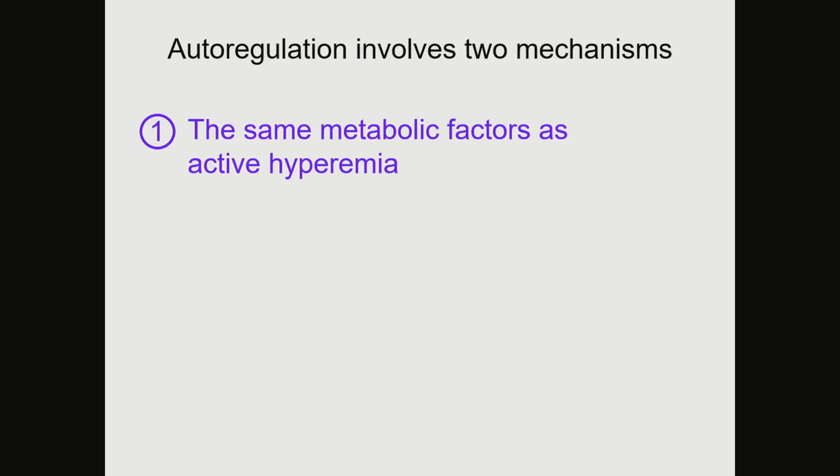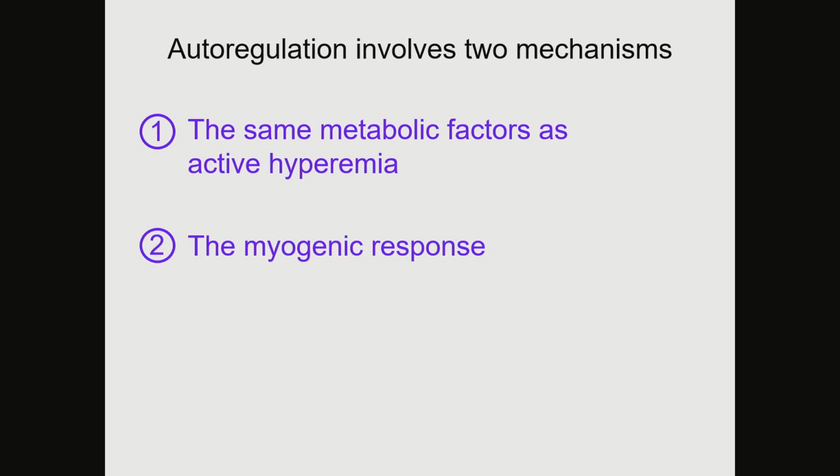So autoregulation involves two mechanisms. One is the same thing that occurs with the active hyperemia, okay? So if I think about this, my brain is always using oxygen, right? My blood pressure drops. My brain is still using oxygen, but it's not getting as much blood. So the oxygen levels go down, CO2 levels go up, causing vasodilation of the arterioles that are supplying my brain. This is not necessarily because I've increased my thinking, okay?